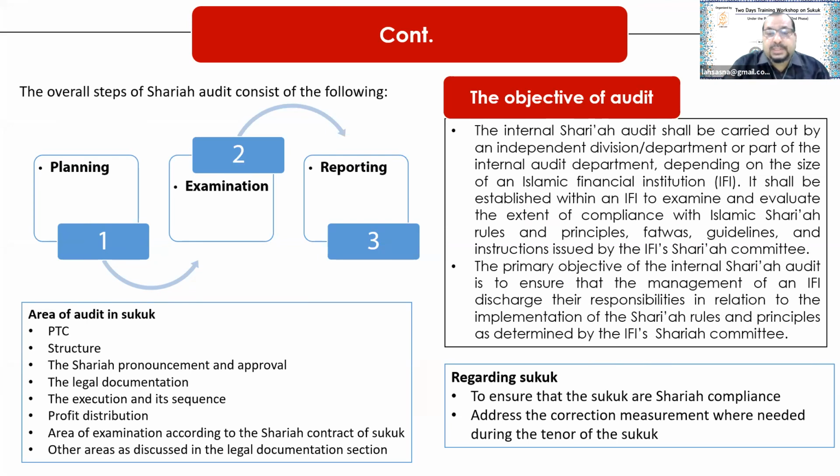Now, what you should audit, basically, is the PTC, principal terms and conditions, the structure of the Sukuk, the Sharia pronouncement and approval of the Sharia board, the legal documentation, the executions and the sequence, and the profit distribution mechanism, because there is a concern of IOV there when you look at the facility liquidity. Then the area of examination according to the contract.